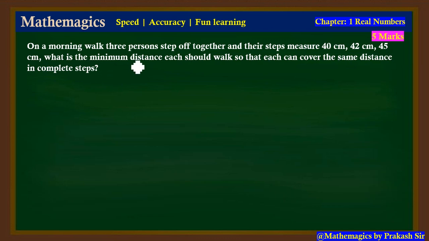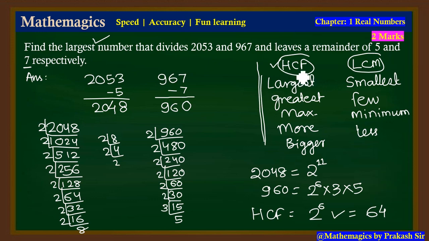So what is the minimum distance each should walk so that each can cover the same distance in complete steps? So here we have to find out the word which determines whether to calculate the LCM or HCF. So dear friend, let me take you to the previous page. So here once again I just wanted to discuss largest, greatest, maximum, more, bigger. This kind of question sense will tell us to calculate the HCF. Smallest, few, minimum and less. This kind of wording tells us to calculate the LCM.